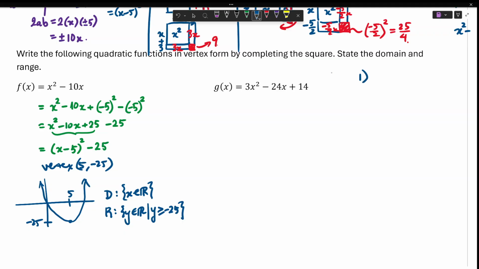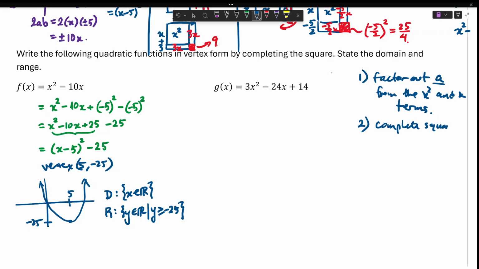So let's say step 1 is to factor out a from the x squared and x terms. Step 2, we're going to complete the square. Step 3, we're going to distribute a. You'll see what I mean by that. And step 4, you're going to combine the constants to find k. You'll see what I mean by that.